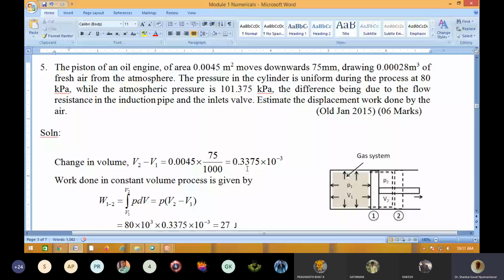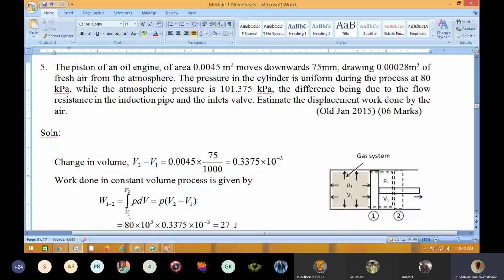So work done, as Rakesh said just now, it's a constant pressure process. So very simple to calculate. This derivation we have done already. Work done in process 1 to 2 is the integration of PdV over 1 to 2. Pressure is constant, therefore pressure can be taken outside. Then only the integration of dV will remain, which will be V. If you substitute the upper and lower limits, you will get V2 minus V1.